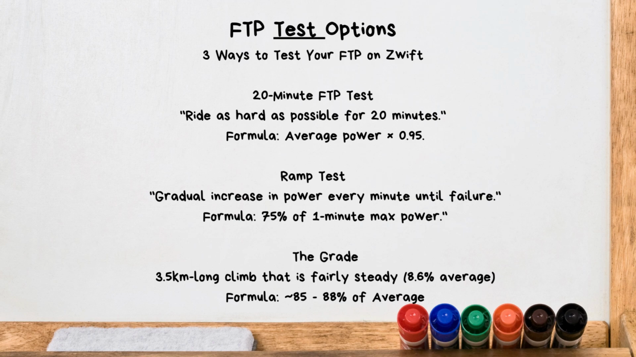The grade, for climbers. Try this 3.5-kilometer climb with a steady 8.6% average gradient. Your FTP is roughly 85 to 88% of your average power during the climb. Ideal if you want to test in a real-world climbing scenario. Each method has its pros and cons. So, which one will you try first? Let's break them down further.